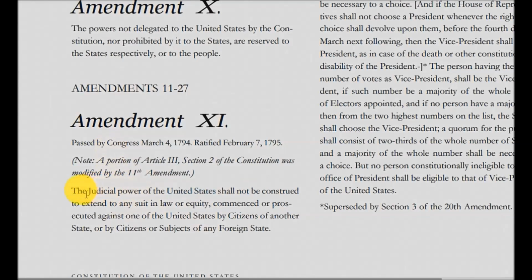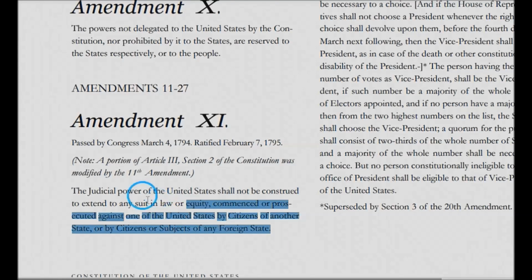And within the United States, the Supreme Court cannot make final determination on anything if one of the United States employees are sued by citizens of another state or by citizens or subjects of any foreign state. They're establishing the basic foundation that anyone who is in a position of public trust is foreign to the people. Whether people like it or not, whether people realize it or not, that's what this is saying.